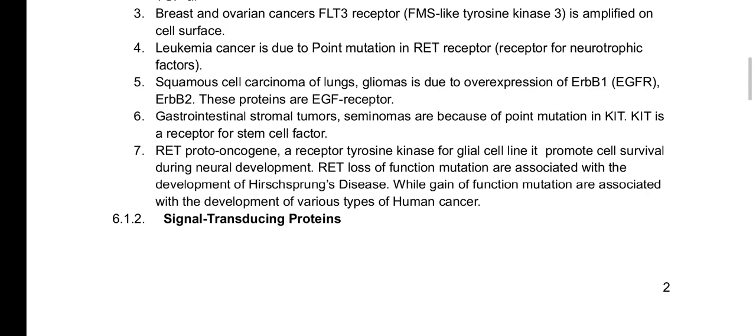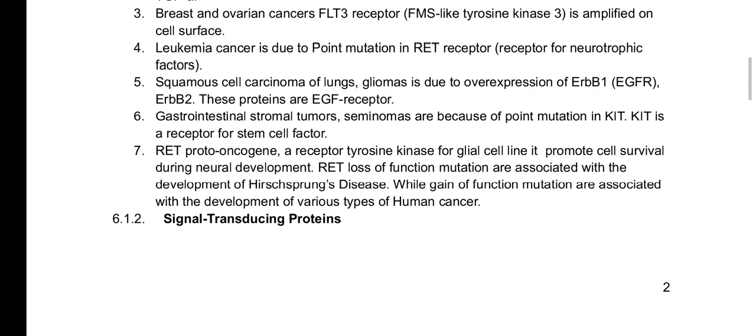Then squamous cell carcinoma of lungs and gliomas are due to overexpression of ERBB1 (EGFR) and ERBB2. These proteins are EGF receptors. Gastrointestinal stromal tumors and seminomas are because of point mutation in KIT. KIT is a receptor for stem cell factor.